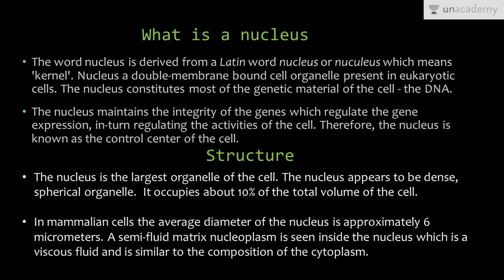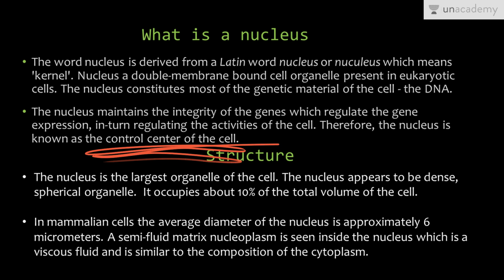Now, what is a nucleus? The word nucleus is derived from a Latin word, nucleus, which means kernel. We already have studied this. The nucleus is a double membrane bound organelle present in eukaryotic cells. It contains most of the genetic material of the cell, which is the DNA. So the DNA in a cell is usually present inside the nucleus. The nucleus maintains the integrity of the genes and regulates gene expression, in turn regulating the activities of the cell. Therefore, the nucleus is the control center of the cell, the master of the cell.